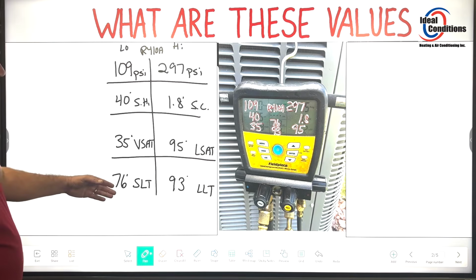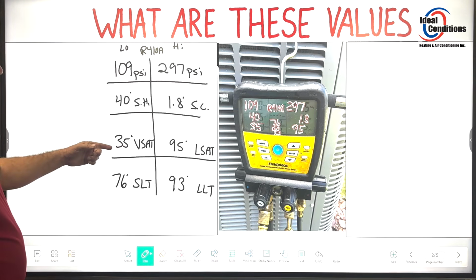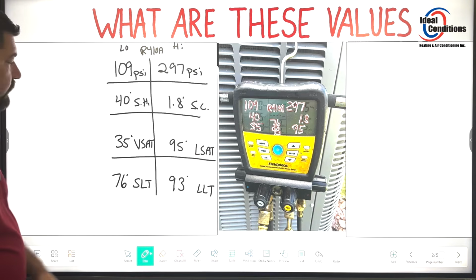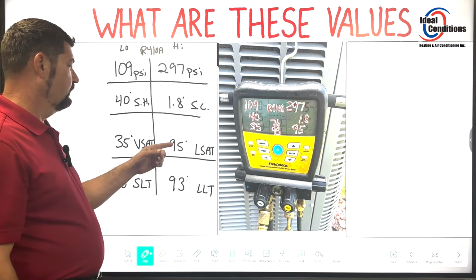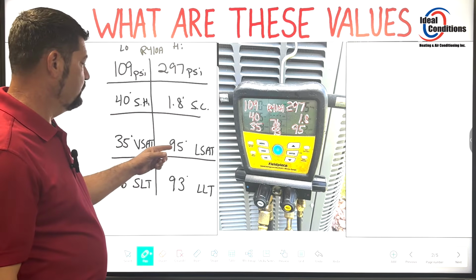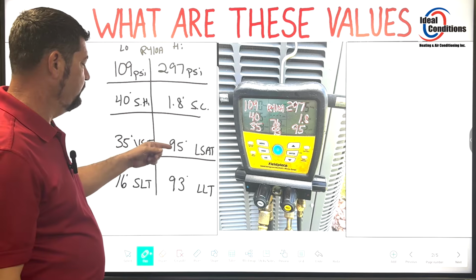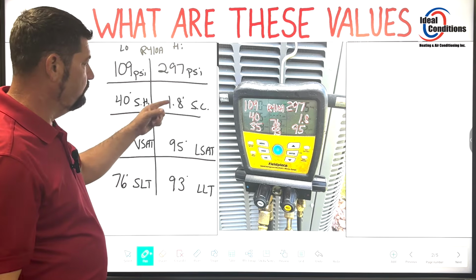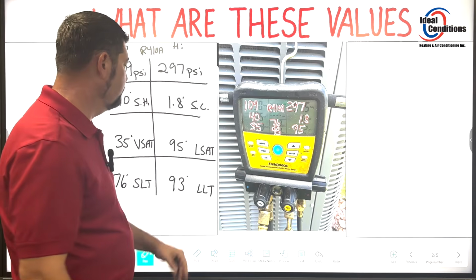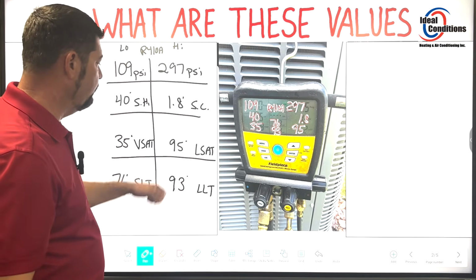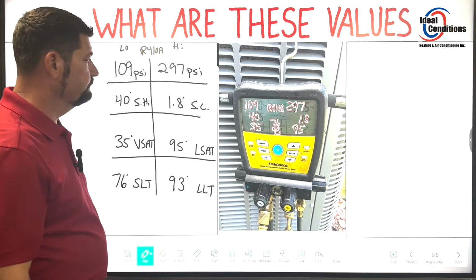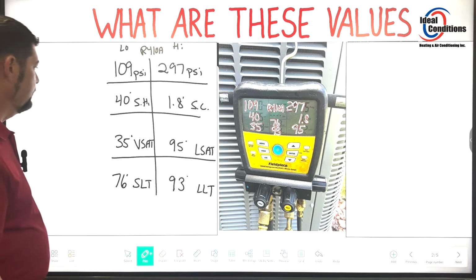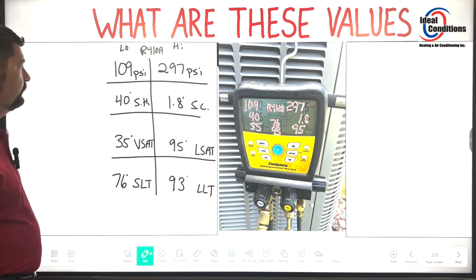If we take 76 degrees and subtract 35 degrees, we get 40 degree superheat. If we take 95 degrees saturation, which is the temperature related to that pressure, and subtract the line temperature, we get 2, which we have 1.8 here. I'm not giving you my decimal points. This is actually 95.2. So when we subtract that, we get 1.8. All right, so where are our issues?